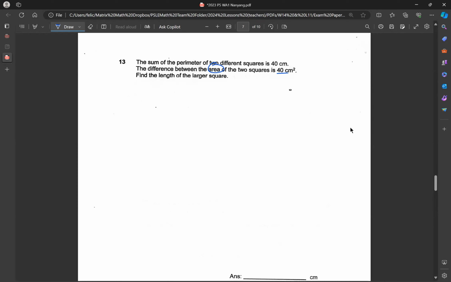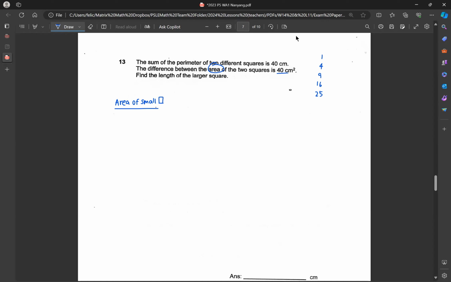Because area would have to involve square numbers. So what are square numbers? Square numbers are numbers like 1, 4, 9, 16, 25. These numbers basically have two same factors that multiply each other to give them. For example, 9 has 3 times 3. 16 is 4 times 4. 25 is 5 times 5. That's why all these numbers are called square numbers. So I'm just going to begin by using the small square first for a start. So area of small square.